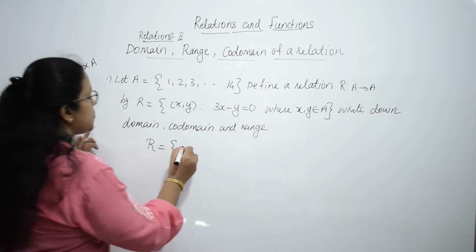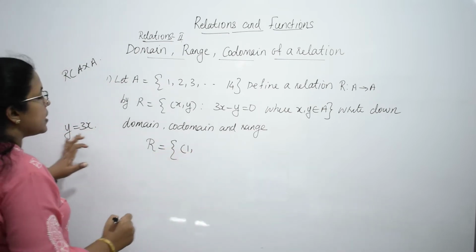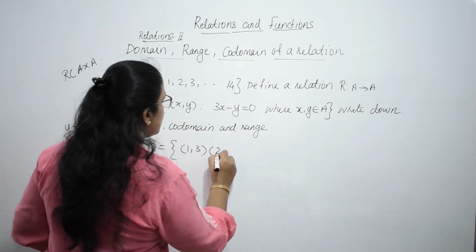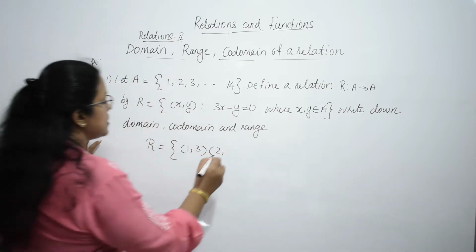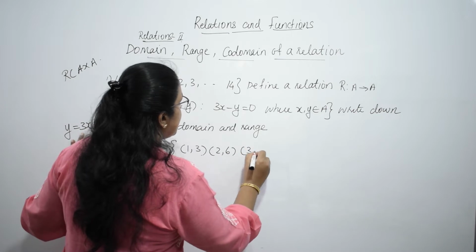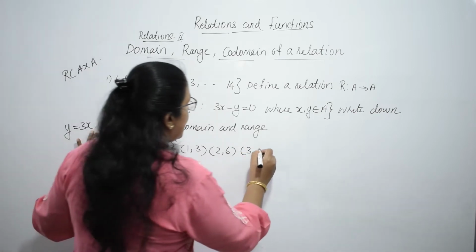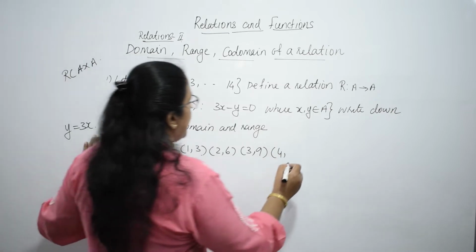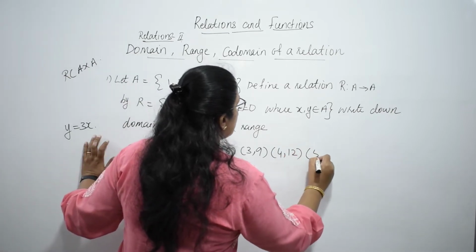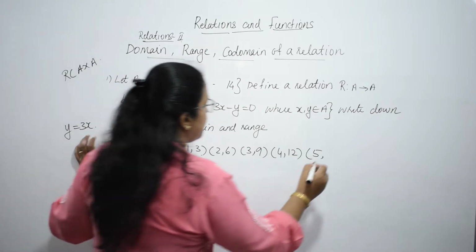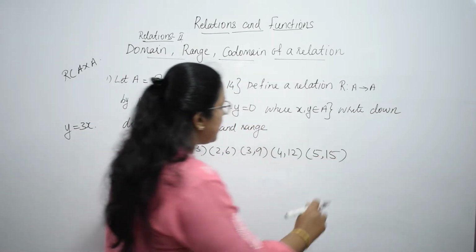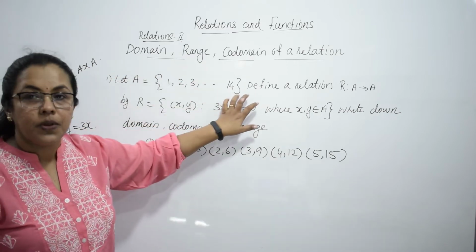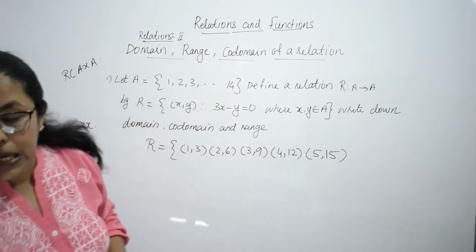If x is equal to 1, then y is equal to 3. If x is equal to 2, then y is equal to 6. x is equal to 3, 3 3s are 9. x is equal to 4, 4 3s are 12. x is equal to 5, 5 3s are 15. Is (5,15) an element of A cross A? No.